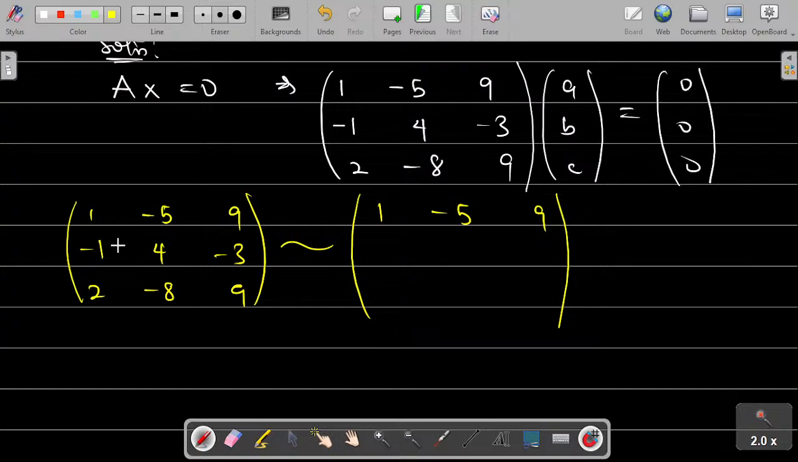So if you add this and this, you get 0. Add this and this, you get -1. Add this and this, you get 6. Here, remember that this is the pivot you're using. Make it equal to this by multiplying with 2.